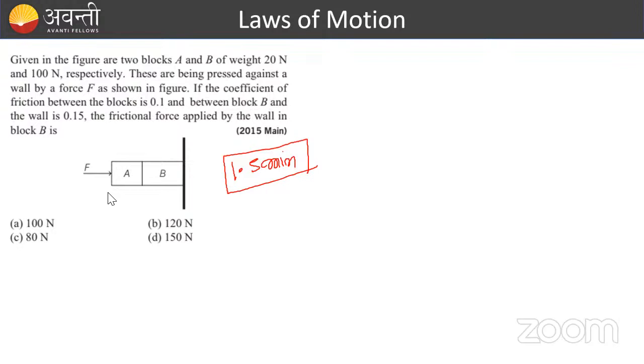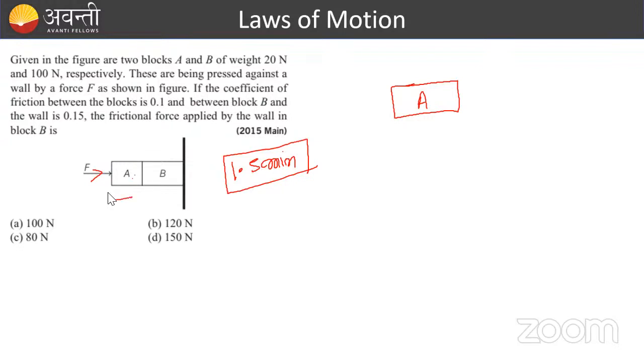So how will you draw the free body diagram of A and B? Free body diagram means you have to simply draw all the forces that are acting on A and B, right? So let's first see A. So A is like this. Now what will happen if we are applying a force on A? It is trying to press A towards the wall, right? So that effect will also be felt by B, right? So between A and B, there will be a force.